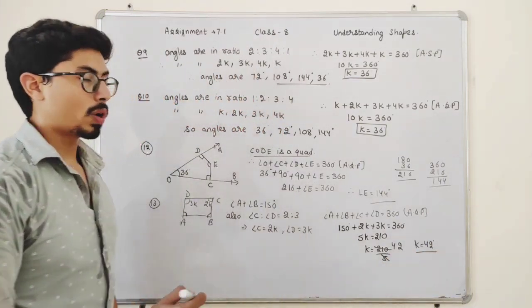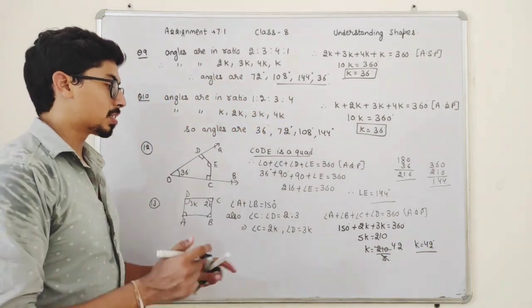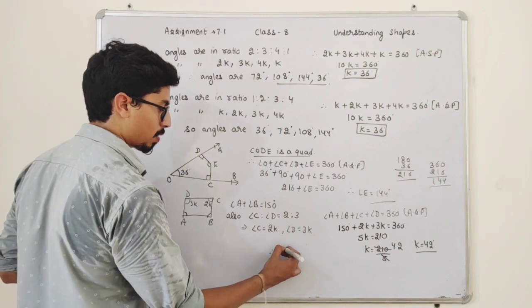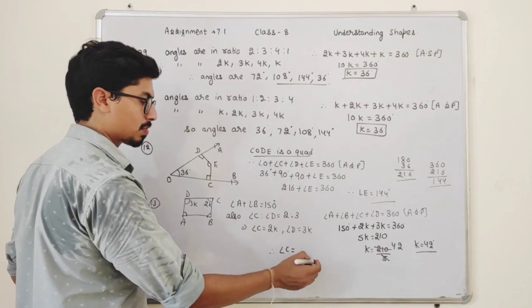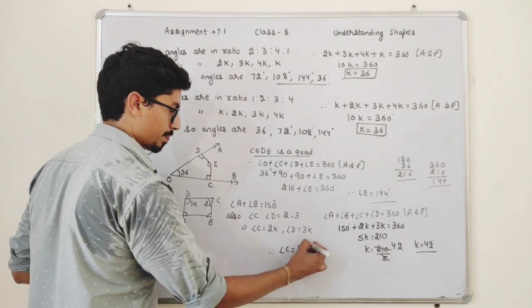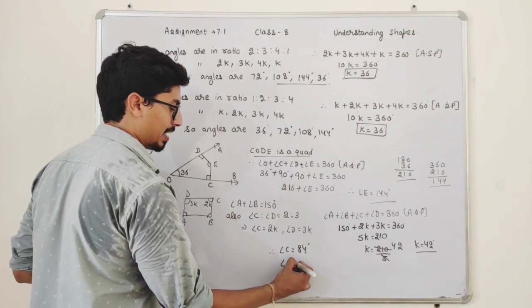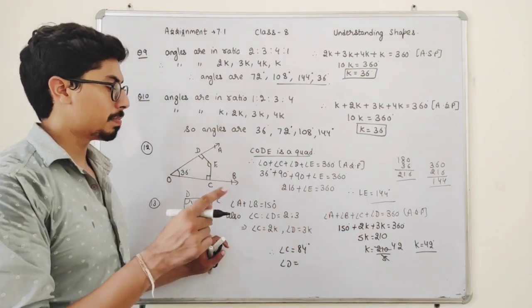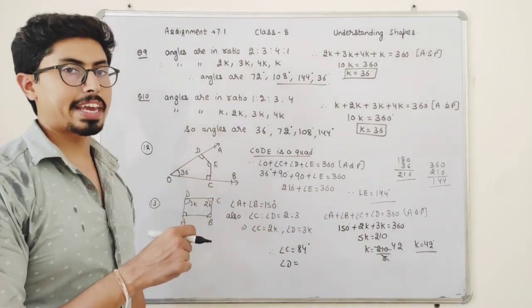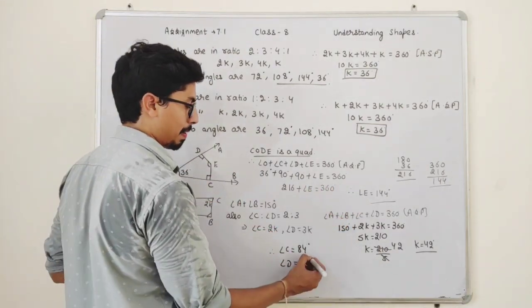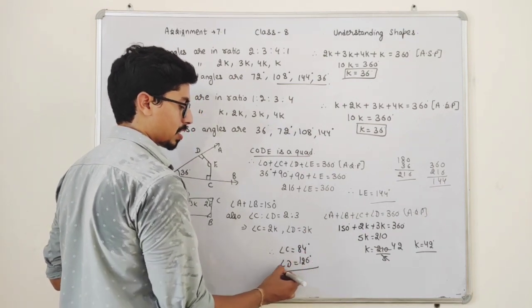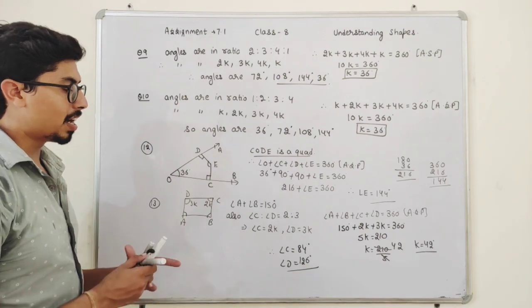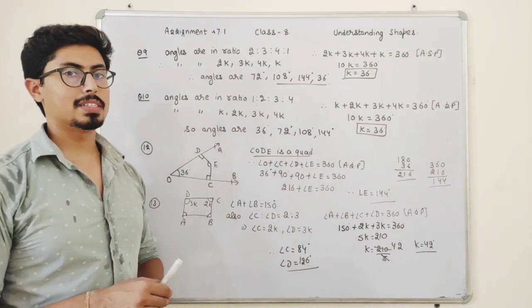Okay. So I have to find these two angles. Therefore, angle C is equal to 2k. 2k means double of this, which will be 84. Angle D is 3k, which means multiply that k by 3. If I multiply, it will be 126. So angle C and angle D will be 84 and 126.